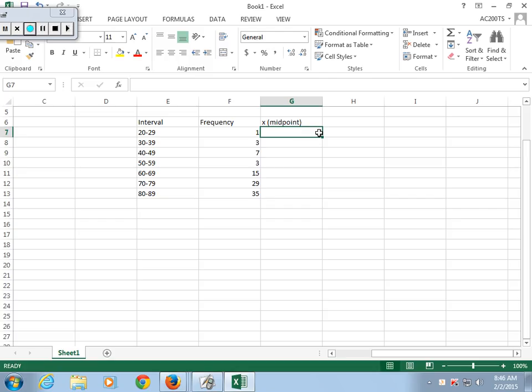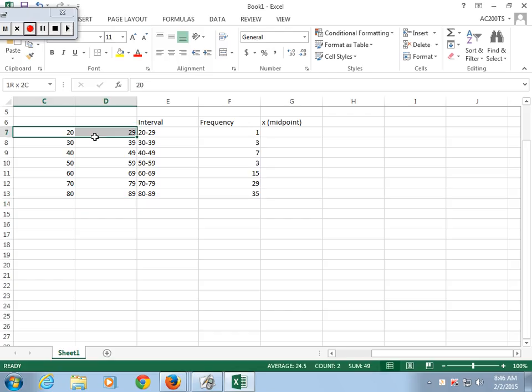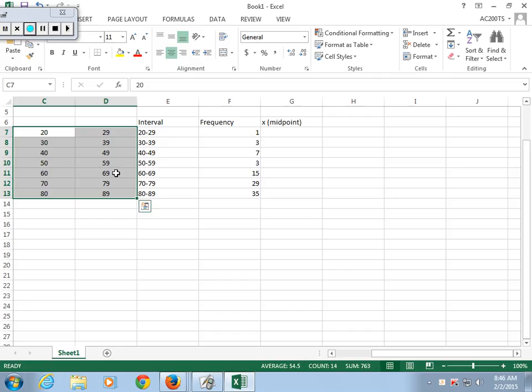Now the way I do this is I go out here and I put the interval in separate numbers: 20, 30, 40, 50, 60, 70, 80. And then I go over here and I do 29, 39, 49, 59, 69, and 79, and 89. Now the reason I do this is so I can use the Excel spreadsheet to do the calculating. You don't have to do this. This is just for Excel.